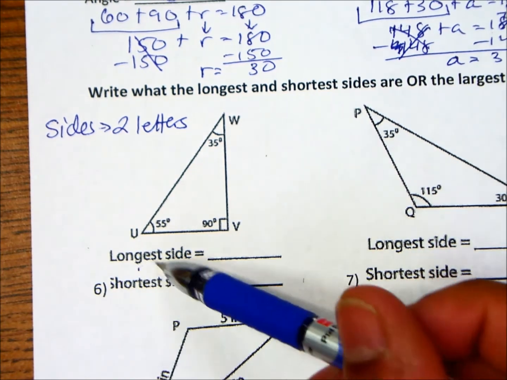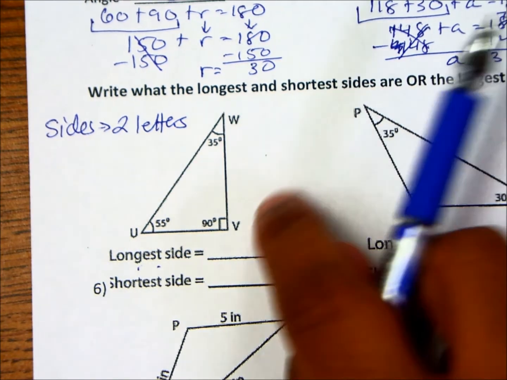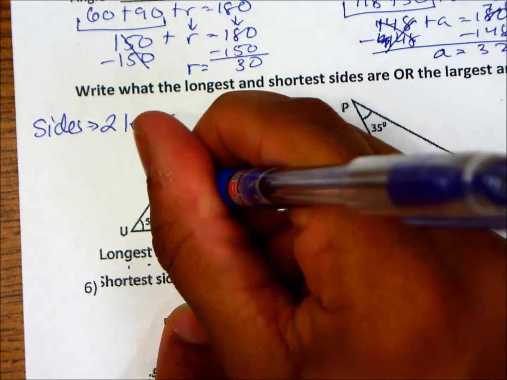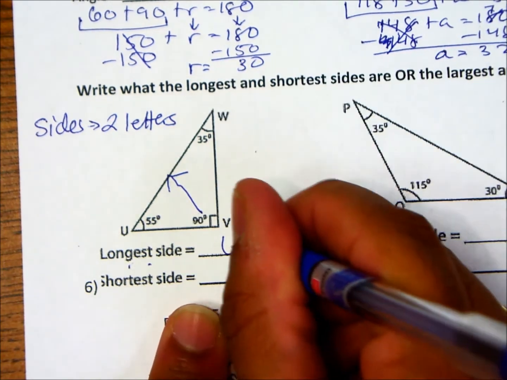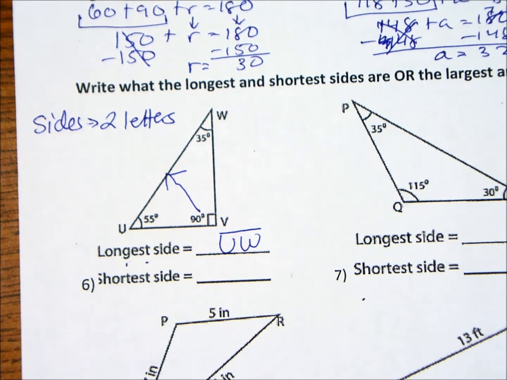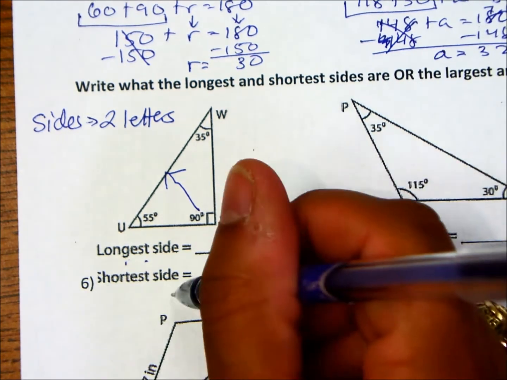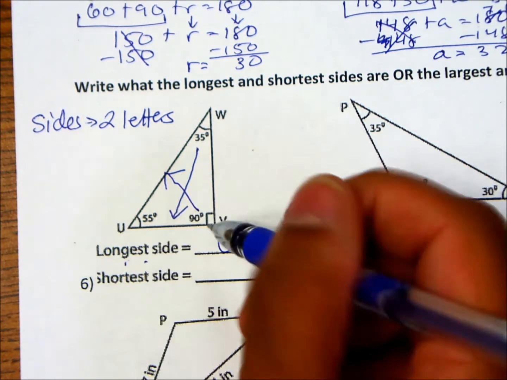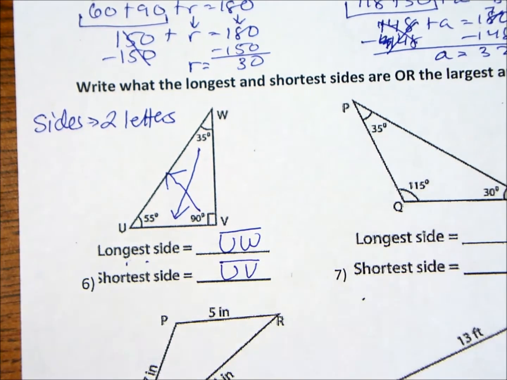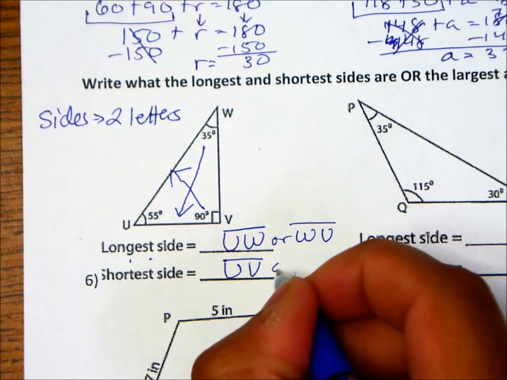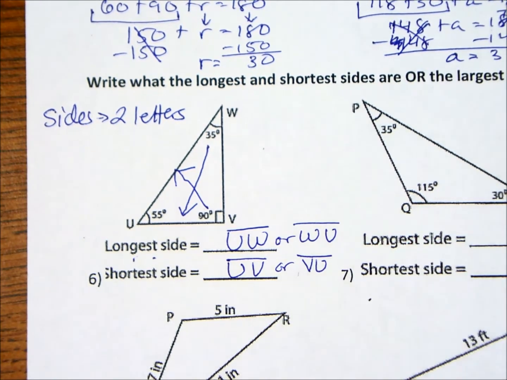So the longest side is opposite the biggest angle. So in this case, out of these three, 90 is my biggest angle. Right across from 90 is side UV. I'm sorry, UW. So side UW is your answer. For the shortest side, the smallest side is opposite the smallest angle. So the smallest side is UV. That's it. You could also put WU, or you could also put VU. It doesn't matter.